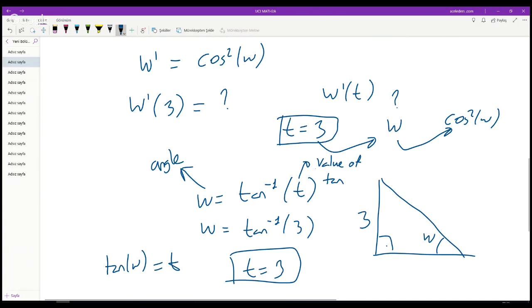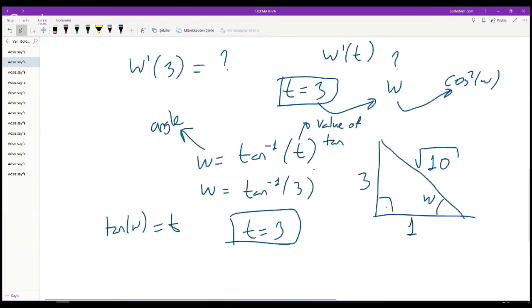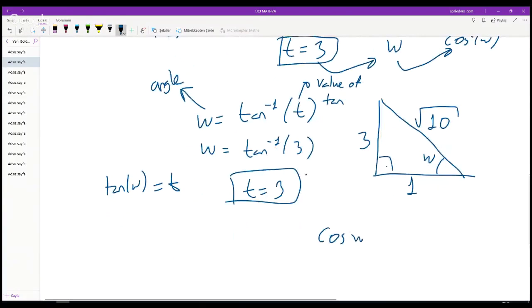So what is tangent? Opposite over adjacent. So 3, 1, and from the equality, I have square root 10 here, right? So now I know the triangle. I don't need to find the w. And now I can find cosine w, which is 1 over square root 10. And I have cosine square w, which is 1 over 10, right?